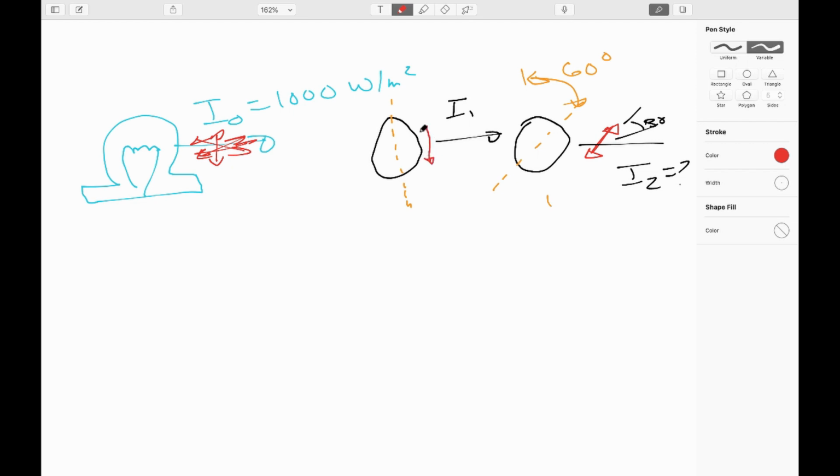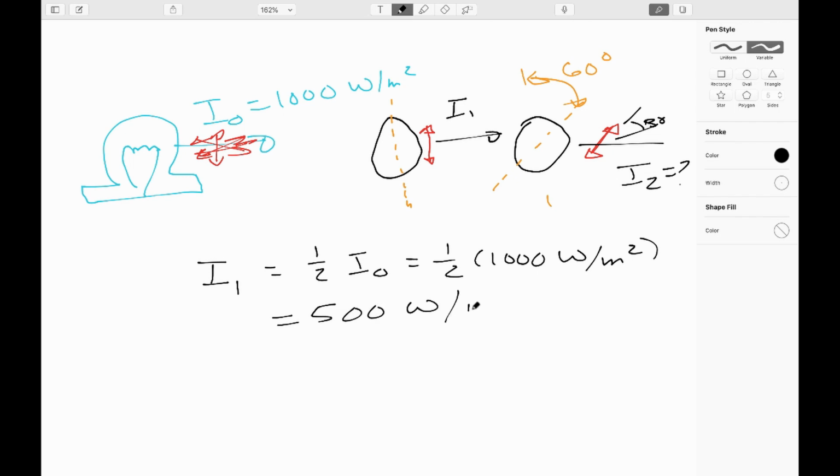And so when it passes through, it'll pick up the direction of the first transmission axis. So we can go ahead and say, all right, this is the case for the 1/2 rule. Unpolarized light hits polarizer, so I1 is 1/2 of I0. So it'll be 1/2 of 1,000 watts per square meter, which is 500 watts per square meter. Now to get I2, since this light is now polarized, this is polarized light hitting a polarizer, that one's going to need Malus's law.